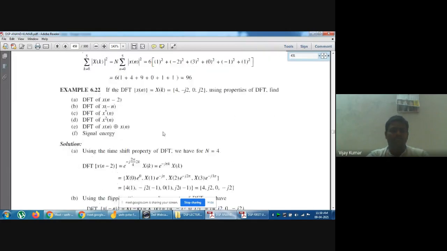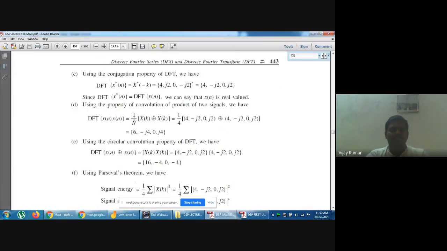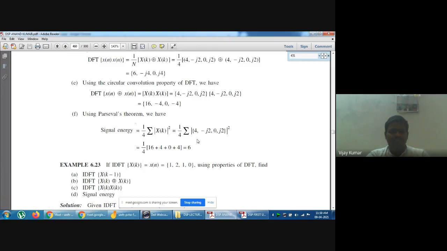Okay, next one. Sixth question. You are asked to compute the signal energy. How do you compute it? With the help of Parseval's relation, you can compute the signal energy in the discrete domain. So Parseval's relation is summation n equal to 0 to N minus 1 of |x of n| whole square is equal to 1 by N summation k equal to 0 to N minus 1 of |X of k| whole square. So 1 by 4 of |X of k| whole square. That means 4 square, absolute value of minus 2j whole square, that is 4, 0 square is 0, absolute value of 2j whole square is 4. So 24 by 4. So the signal energy is 6 joules. Clear?